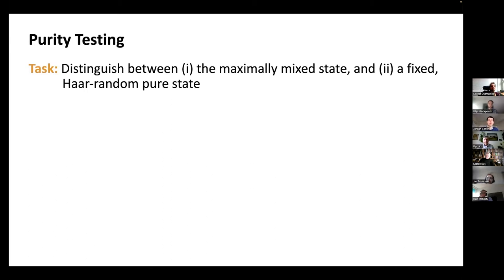Suppose that I task you with distinguishing between, on the one hand, the maximally mixed state, and on the other hand, a fixed Haar random pure state. So here's what we should imagine. Suppose that I have a quantum source, which each time I push a button, it outputs an n qubit quantum state. And suppose that every time that I query this source, either the state which is provided to me is always the maximally mixed state, or it is always a fixed Haar random pure state.